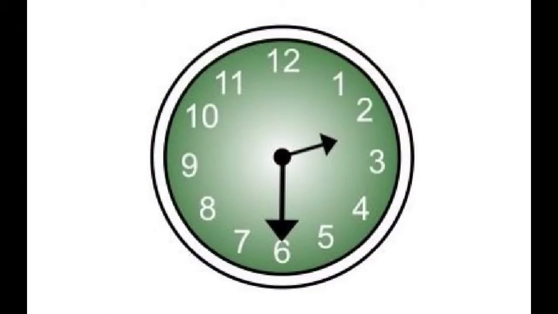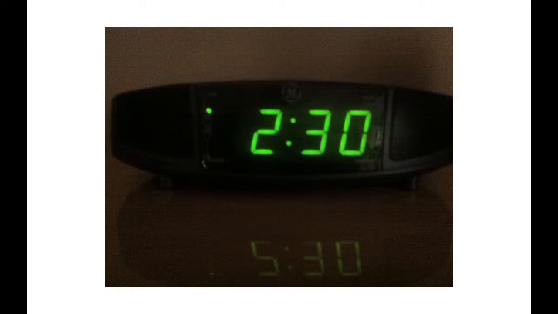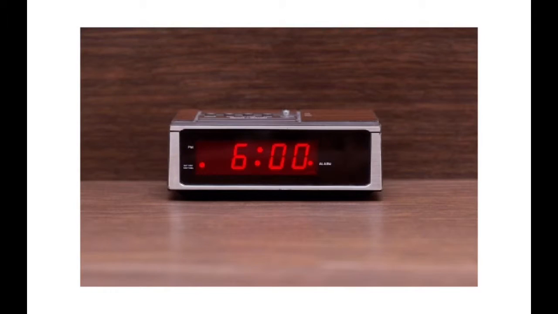You guys did a great job with that. Let's do one more example. The little hand is pointed at the 2 and the big hand is pointed at the 6. What time is it? It's 2:30. The big hand is pointed at the 12 and the little hand is pointed at the 6. So what time is it? It's 6 o'clock. Great job, guys.